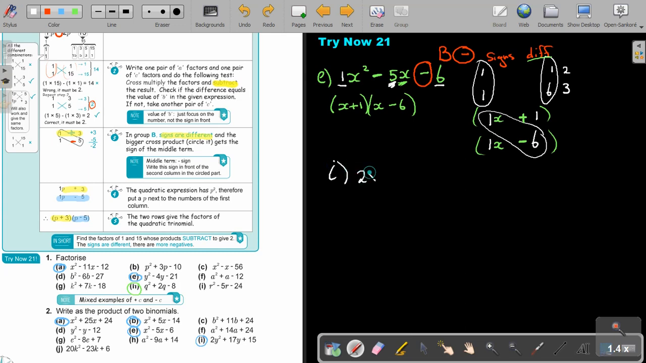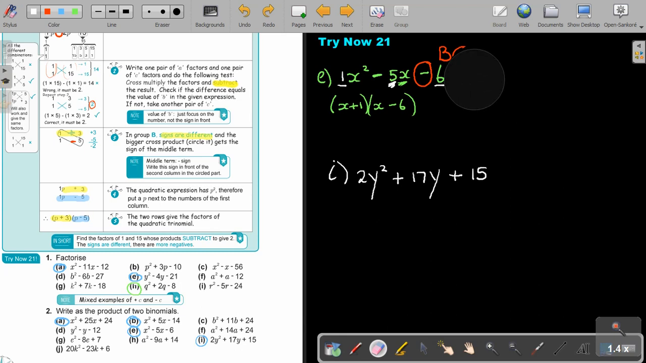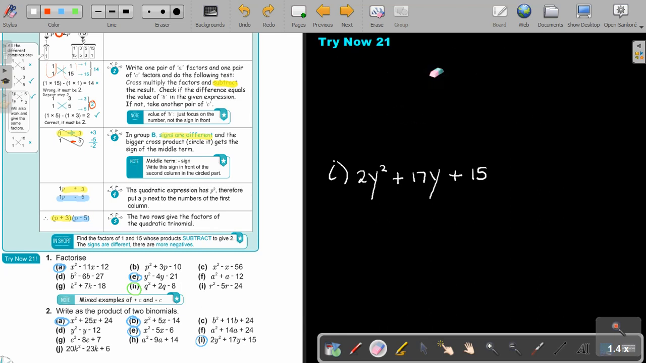So this is going to be 2y squared plus 17y plus 15. Now in this one, again, start there. I'm going to make space here again. Okay, so in this one, I'm starting by saying, oh, this is a positive. So this is in group A. So I'm going to remember to add the cross products, and the signs are the same. So always do that first.